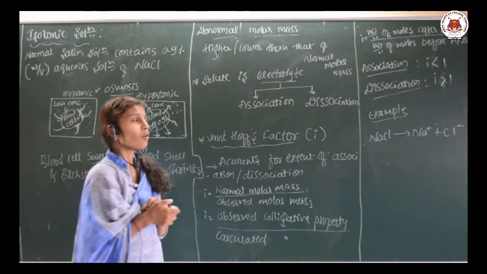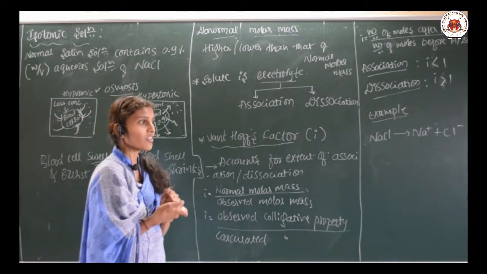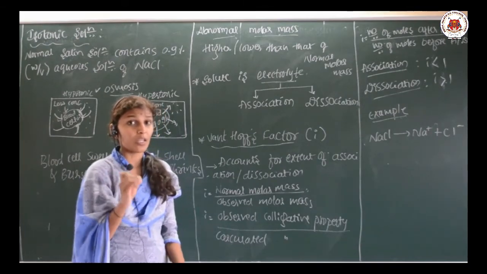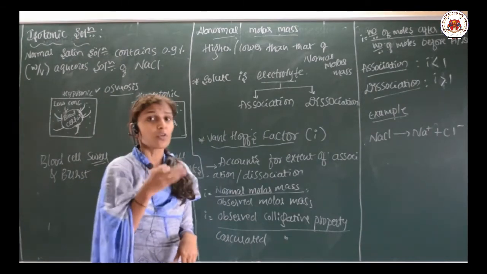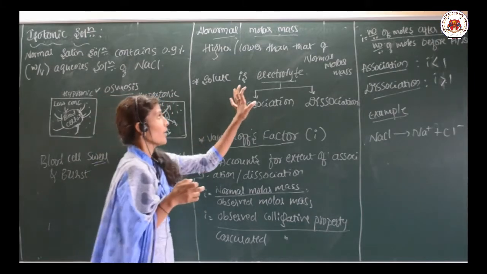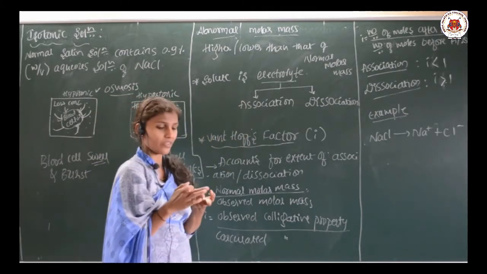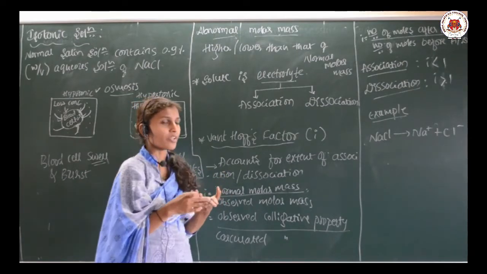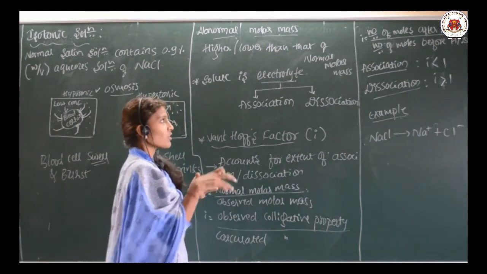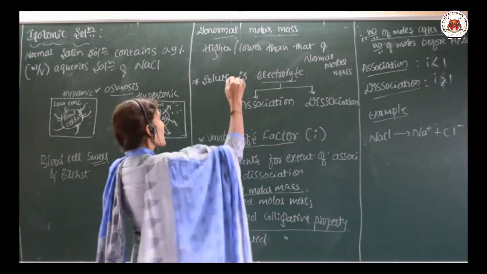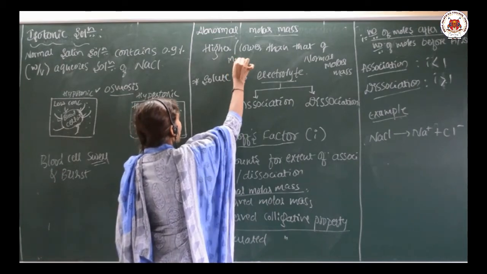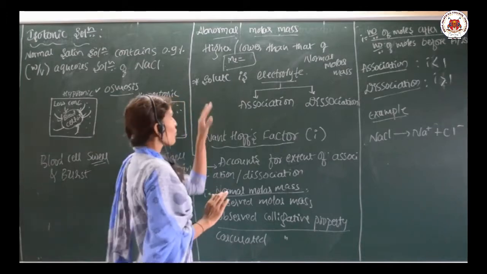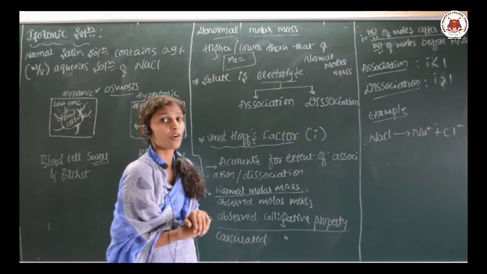See here, until now whatever colligative properties we discussed, once again I will tell you, colligative properties particularly depend upon the number of solute particles. Whatever colligative properties we discussed, that is relative lowering of the vapor pressure, depression in freezing point, elevation in boiling point, in all those concepts we are calculating M2 or finding the formula for M2. There the normal molar mass is observed, that is not abnormal.